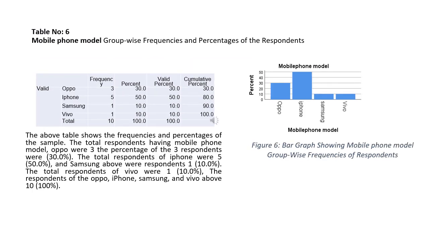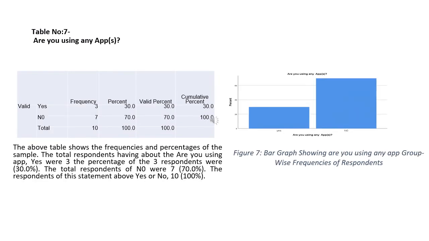Table number 6 is the mobile phone model. After the analysis in SPSS software, you can see this graph. Most respondents are using iPhone. According to question number 7, are you using any app? The majority of the respondents said no.